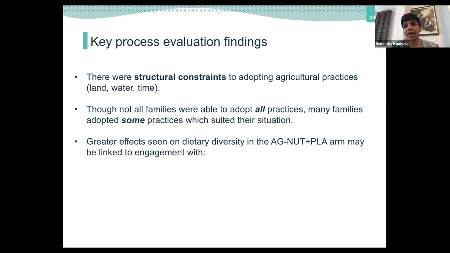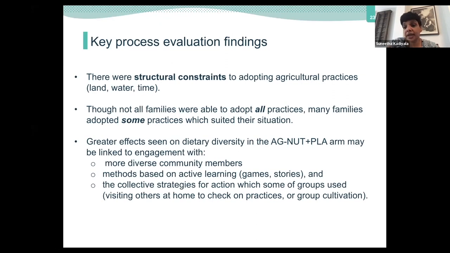Nevertheless, you do hit a threshold or a ceiling very quickly, where you cannot overcome all structural constraints for these families to adopt all the agricultural practices that we are promoting without any supply side intervention changes. So just demand driven, while as you can see was effective in improving certain things, can also be limited in its impact because there might be these kinds of structural constraints if not addressed through the supply side. Therefore, though all families were not able to adopt all practices, many families adopted some practices which suited their situation.